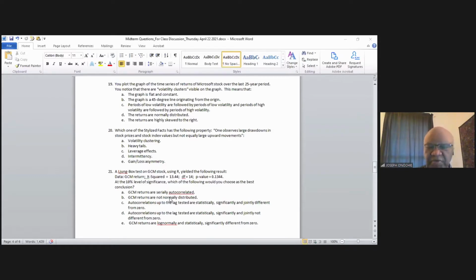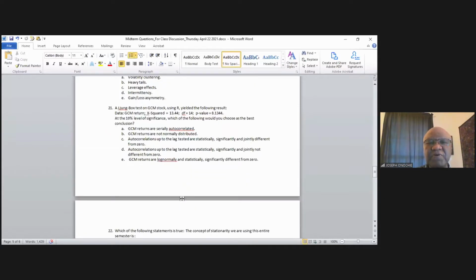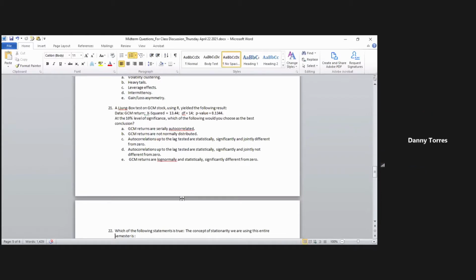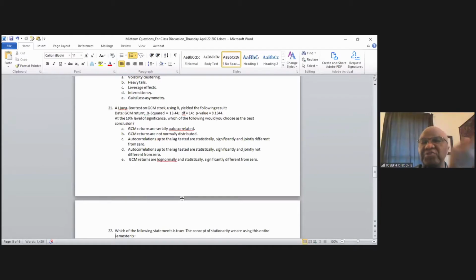So how about 21? Anybody give me the answer for 21? This is for the portmanteau test, but this is for the Ljung-Box test. Here, you look at the p-value, right? What does the p-value tell you? Do you accept the null or you reject the null? Anybody? Fail to reject. So you fail to reject, exactly.